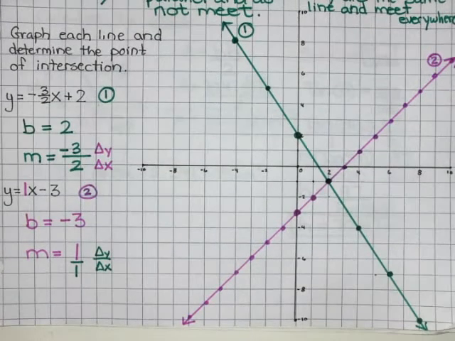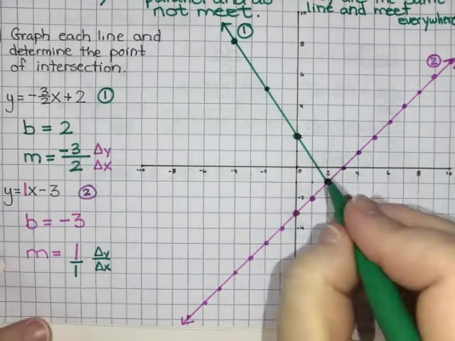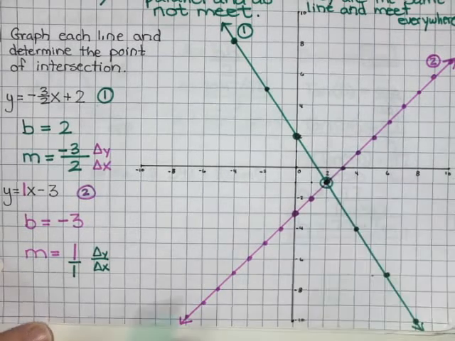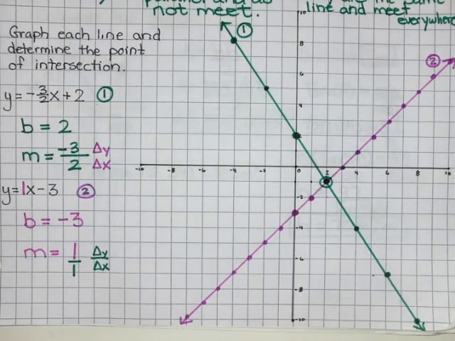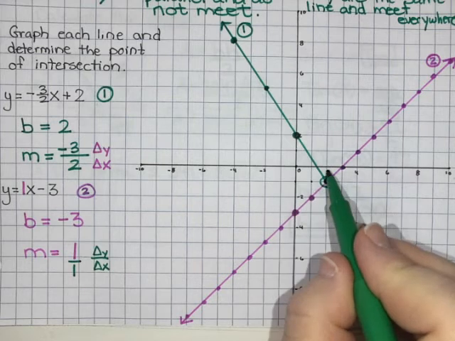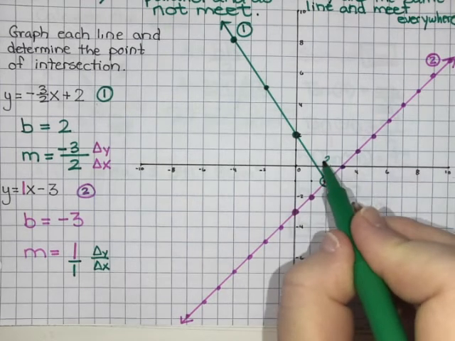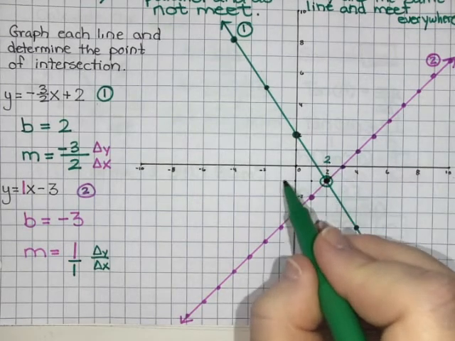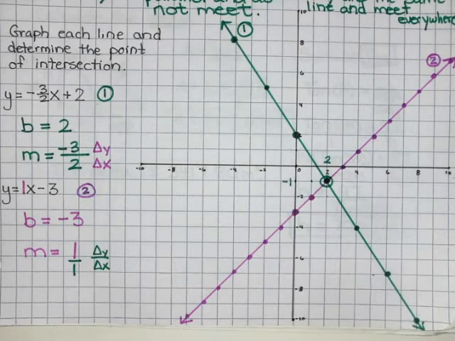Okay, so I have graphed line 1, I have graphed line 2. Am I done the question? No, because the question wants to know the point of intersection. So do these two lines meet? Yes, they do. They meet here at that point right there. So when we're doing the coordinates, we always do x first. So my x part is 2, and then I do my y part, which would be negative 1.